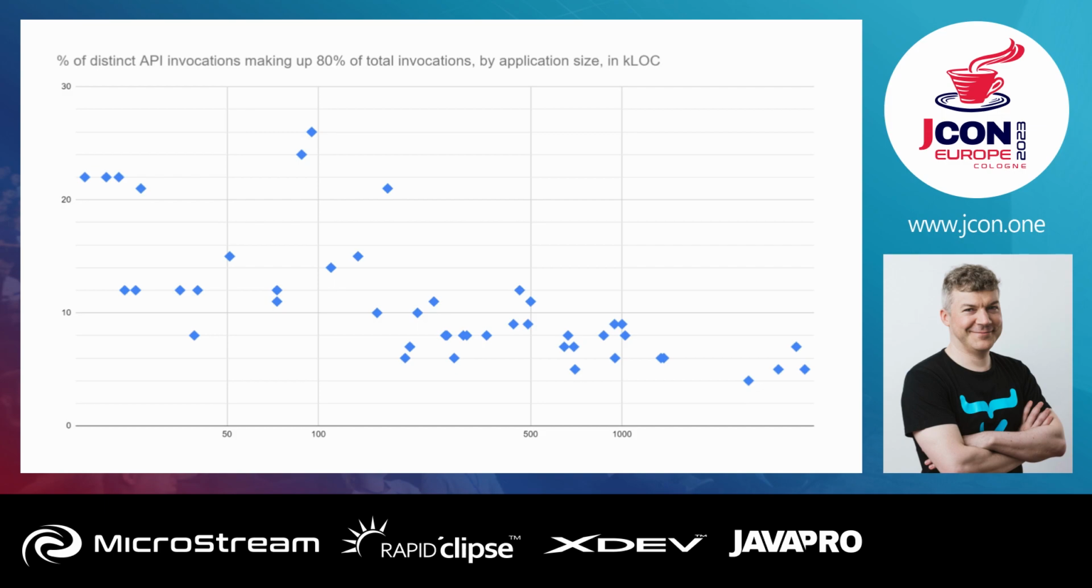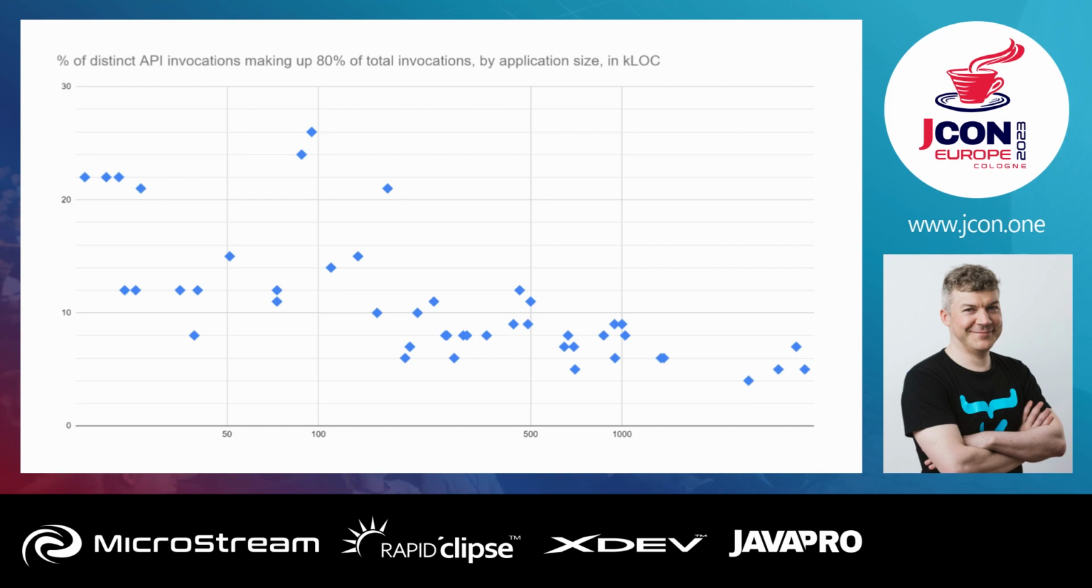So first of all, let's just look at the axes here. The x-axis is just thousands of lines of code. Every dot is an application. And here the y-axis is the percent of distinct API invocations. And we actually see that there is not a single application in the sample that is reaching 80-20. There isn't one 80-19, there isn't one 80-18.